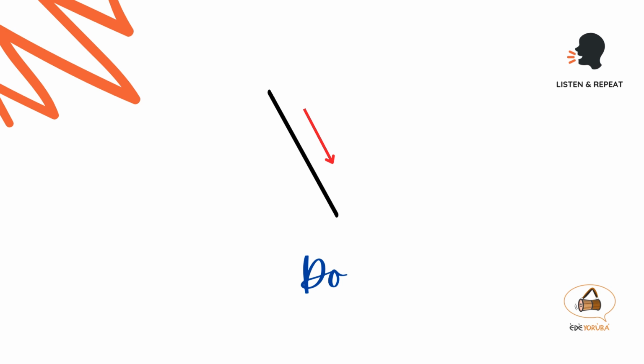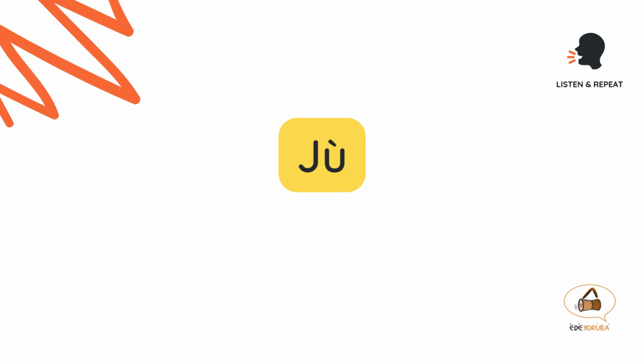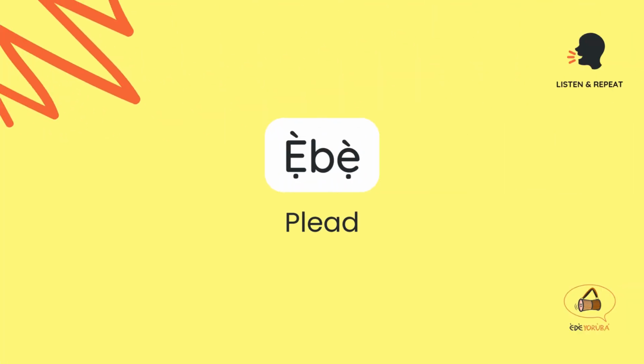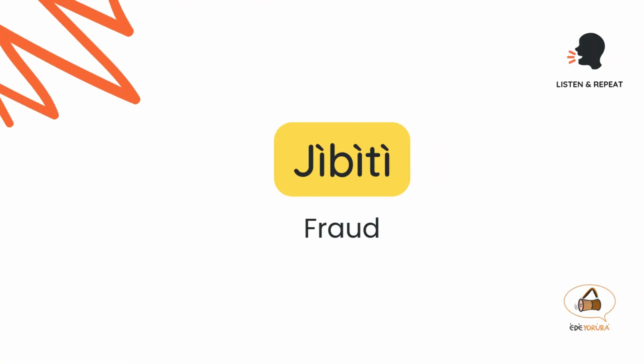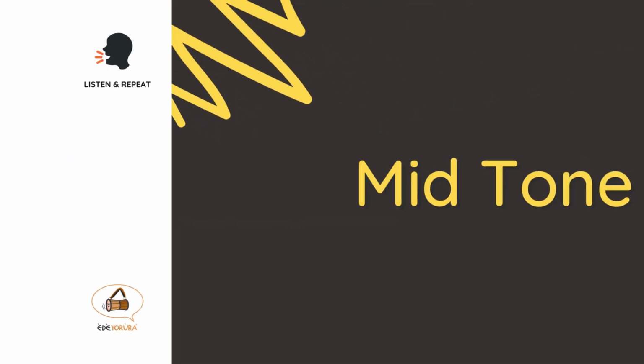We'll look at some examples of some words. Ju, throw, ju, do. Ebe, plead. Be actually means to beg or to plead. That's where that verb comes from. Be, do. Gbe, fraud. Gbe, do. Can you see the tone on that?